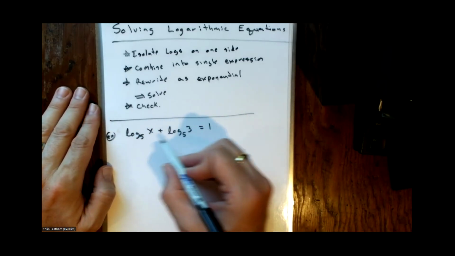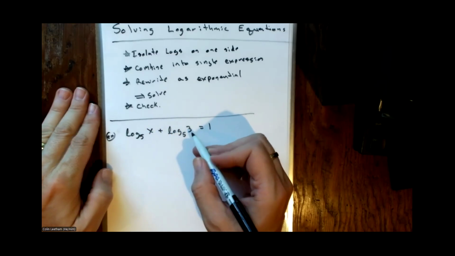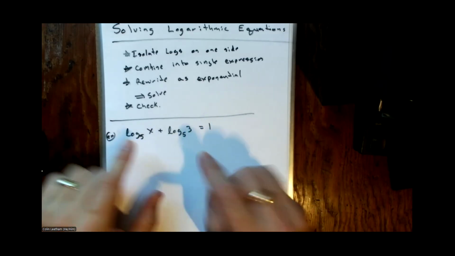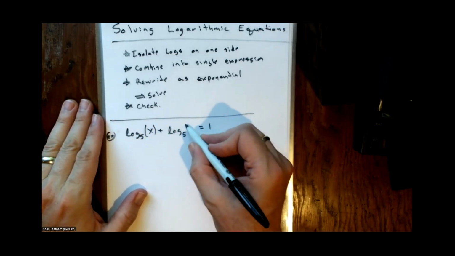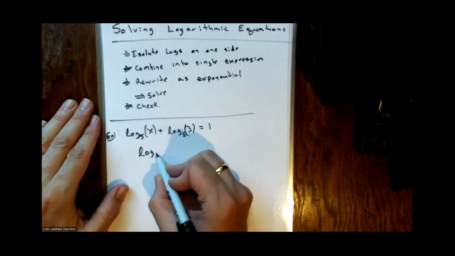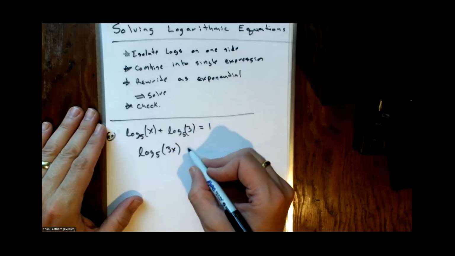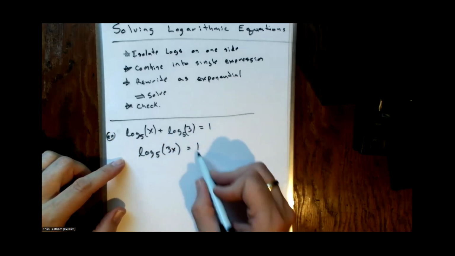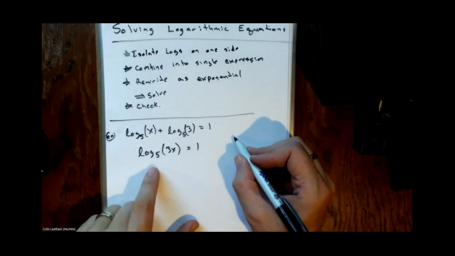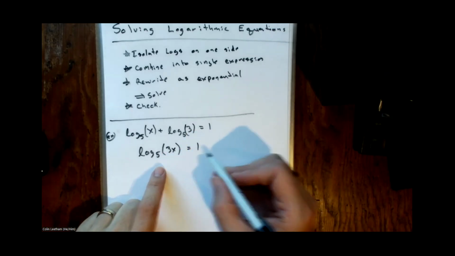So remember, with our properties of logs, a sum of logs with the same base means that I am going to multiply together the log arguments. So this is going to be x times 3. So I'm still going to have log base 5, but this is going to be x times 3, or 3x, is equal to 1. So this is all simplified into a single log. And now I'm going to rewrite this as an exponential expression.